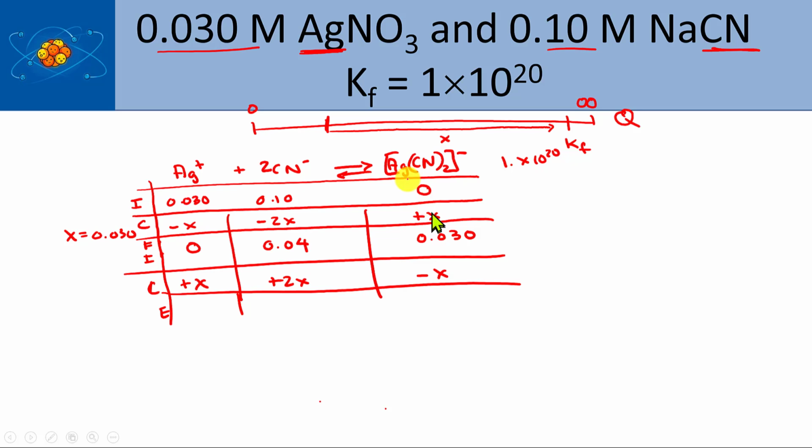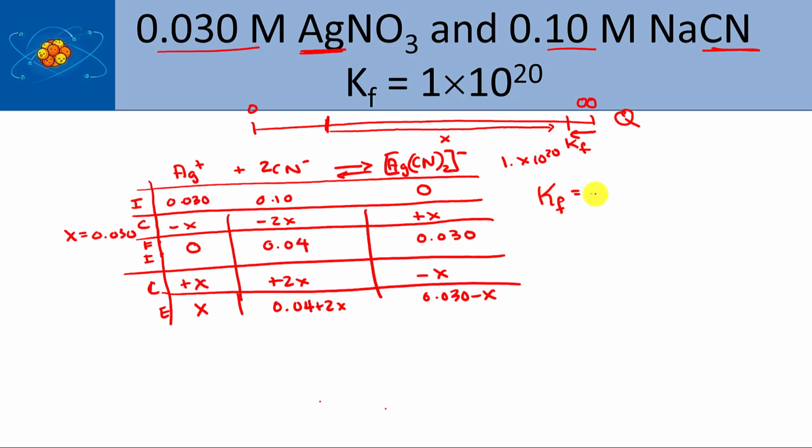So what this represents is the moving towards the right, towards the products, and we went all the way past, and now we're coming back to the left, and that's what the negative designates over here, and I'm forming more reactants again. So this will be X, and then 0.04 plus 2X, and this is 0.030 minus X. And then I can write Kf.